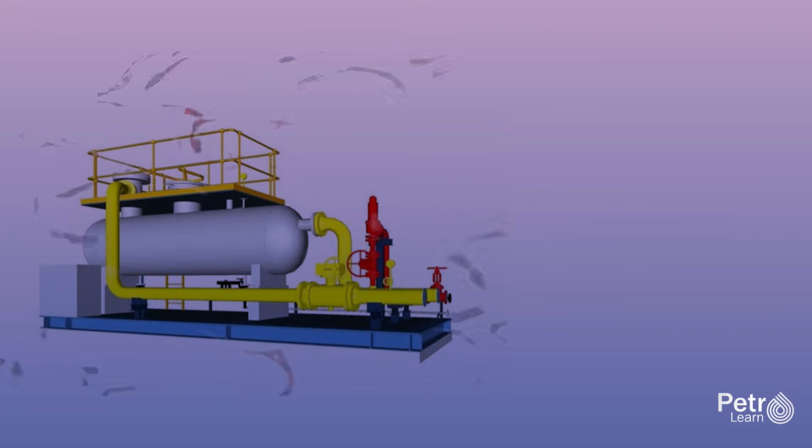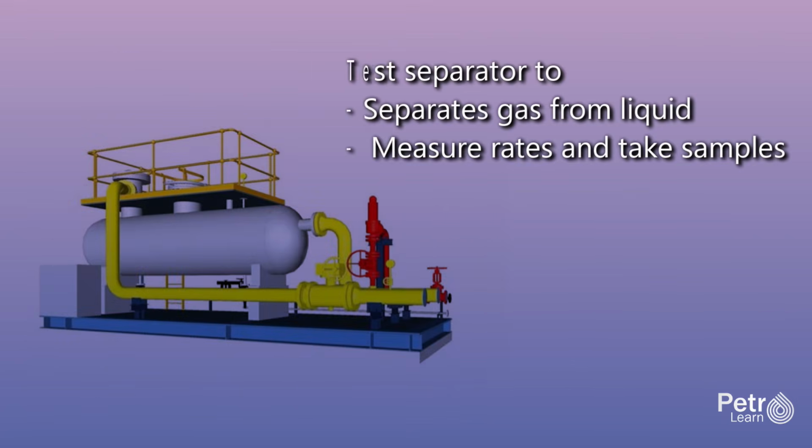The flowing fluids are directed through a test separator, which separates gas from liquid. Flow meters measure the gas rate in thousands of standard cubic feet per day, or millions of standard cubic feet per day, and the oil rate in barrels per day.